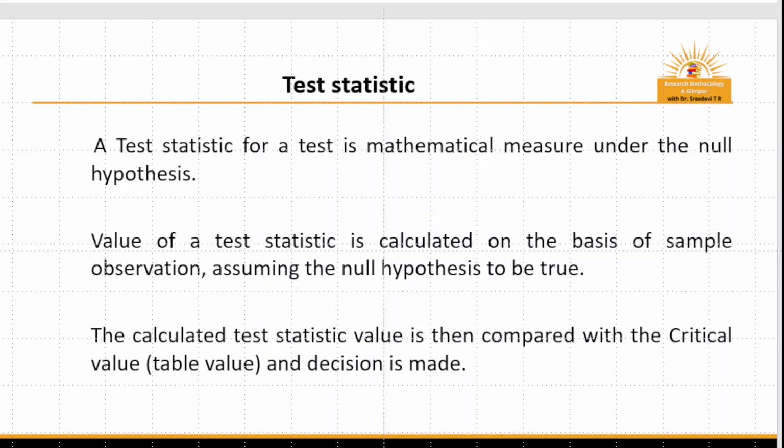The calculated test statistic value is then compared with the critical value or table value and a decision is made. So, from the sample observation, we get a value by doing a statistical test appropriate to the sample we have selected, and the obtained value may be a t value, f value, z value, or chi-square value. This is compared with the critical value and a decision is made. That is the test statistic.